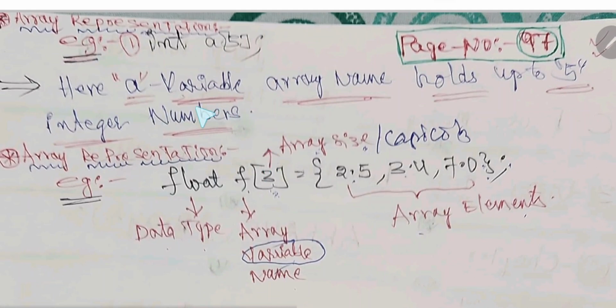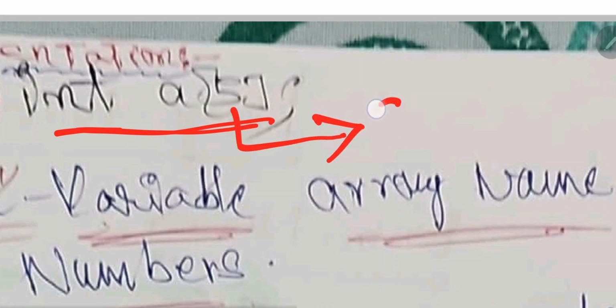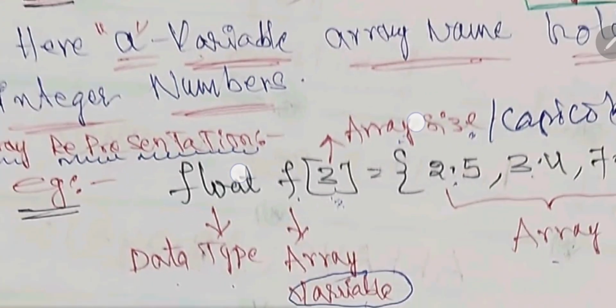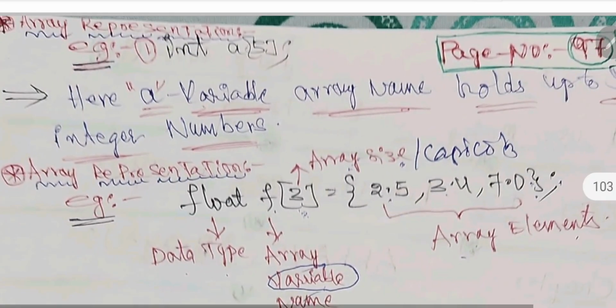And here the variable a, the array name, holds up to 5 integer numbers. Here in this example it is given 5. I will zoom it: int a[5]. One more example is given. In this example, 5 is the size, the maximum size. It can hold 5 values. Very simple. That is what he is explaining.